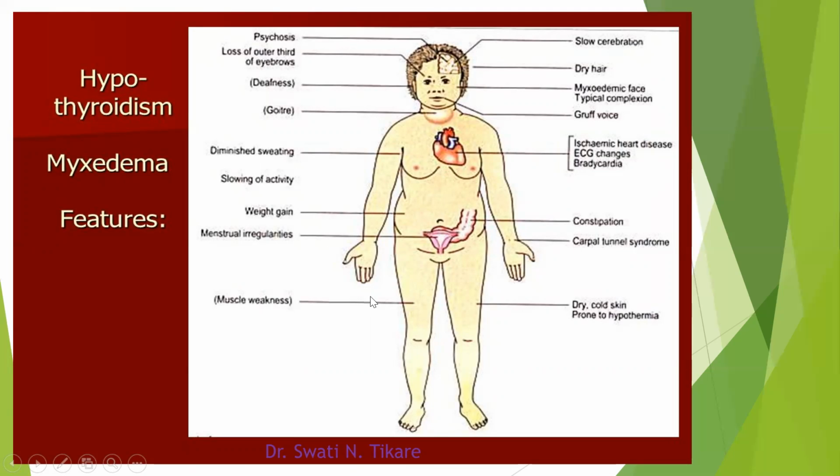Yeah, this I think I forgot to tell. Muscle weakness is basically because thyroid hormone is normally anabolic, but when it is not there, it causes muscle weakness called myxedemic weakness. Then the skin is dry, cold, and prone to hypothermia. Then there can be non-pitting edema. So these are some of the features which you can remember from head to toe.